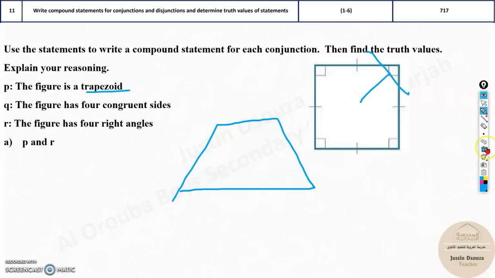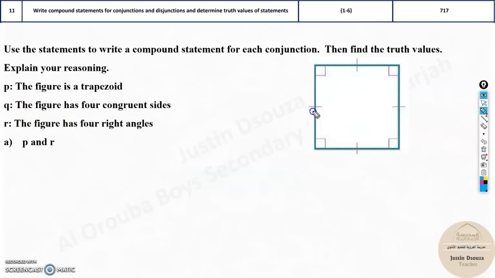The figure has four congruent sides. That's the next statement. Is it true? Does it have all four equal sides? Yes, absolutely. That is true. Very good. And what about the last one? Four right angles. Yes, it has four right angles. This is a square. Four equal sides and four right angles is only for a square.